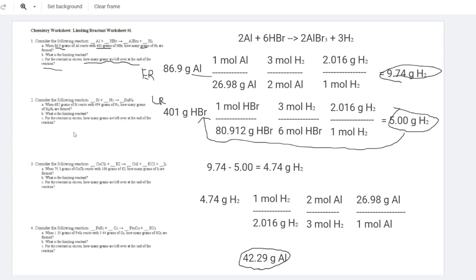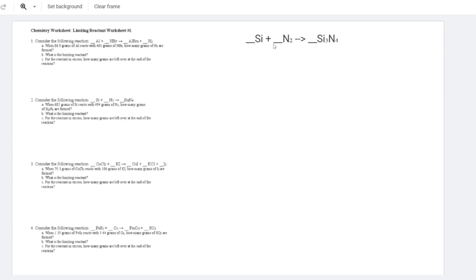Let's try another problem. The first step is to balance our equation. Since we have 1 silicon on the left and 3 silicon on the right, we're going to need a coefficient of 3 silicon to balance this equation. Since we have 2 nitrogen on the left and 4 nitrogen on the right, we're going to need a coefficient of 2 to balance this equation.